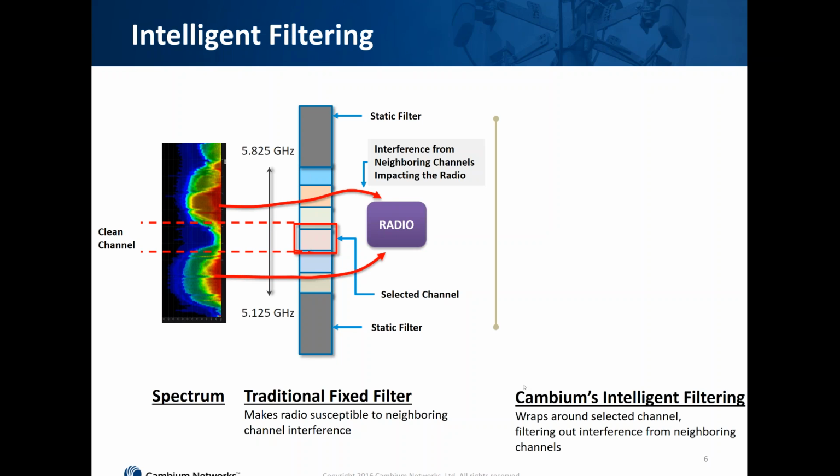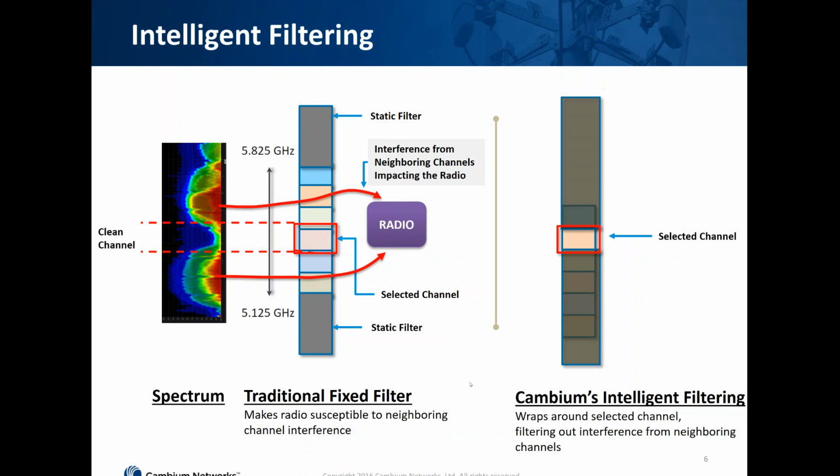So what we've done in ePMP 2000 is take this static radio design and make a software-controlled RF filter, so that when a user selects the channel they want to operate on, say that single clean 20 megahertz channel, they configure the radio, and the radio automatically wraps the radio filter around that channel, really helping to block out all of the interference from adjacent channels from impacting that one. So that is something else that also contributes to keeping your uplink and downlink performance clean on an ePMP 2000 system.